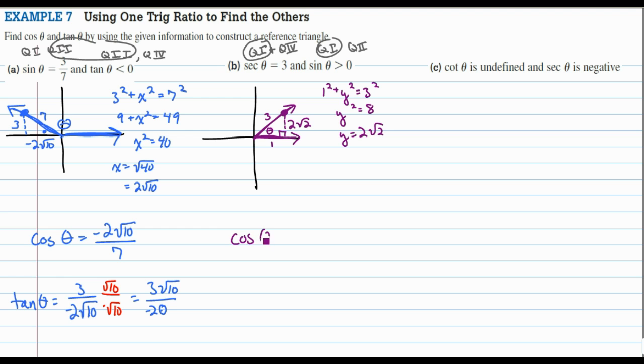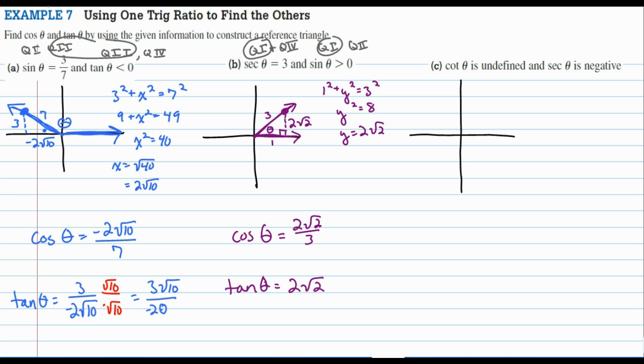So the cosine of theta in this case, let's see, that's going to be adjacent over hypotenuse, so that's 1/3. And then the tangent of theta is going to be opposite over adjacent, so that's 2 square root 2 over 1, so that's just 2 square root 2.